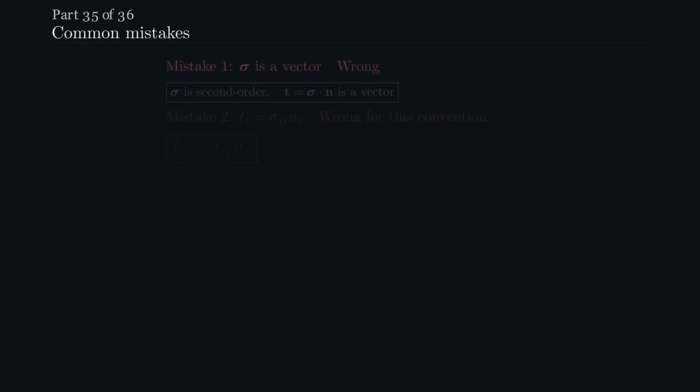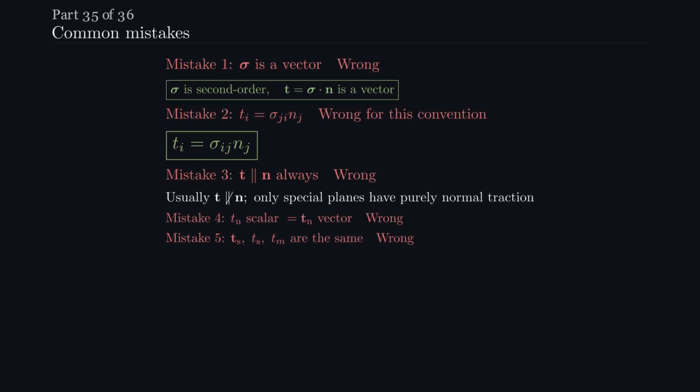The main mistakes are these. Stress is not a vector. Traction is the vector. With our convention, the correct index order is T i equals sigma ij n j. Traction is not generally normal to the plane. Scalar normal stress and normal traction vector are different objects. Shear vector, shear magnitude, and directional shear stress are also different.